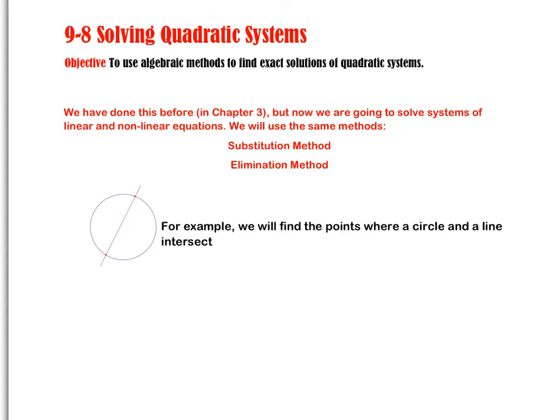So we'll still use some of the same methods. We'll use the substitution method. We'll use the elimination method. But again, like I said, we're going to be trying to see where different shapes intersect. So maybe, for example, we would see where a circle and a line intersect. So we would find those 2 points of intersection.